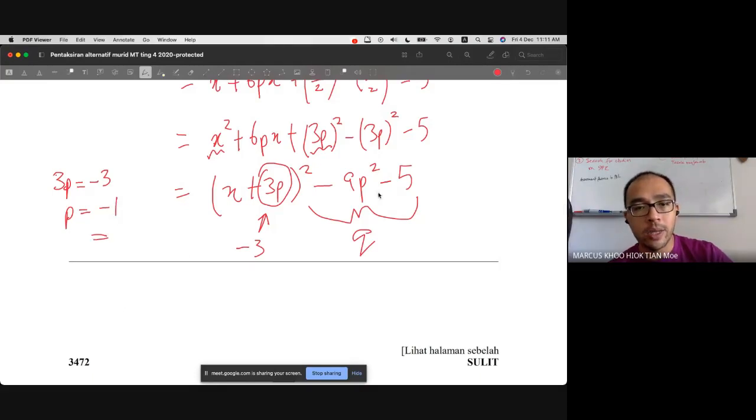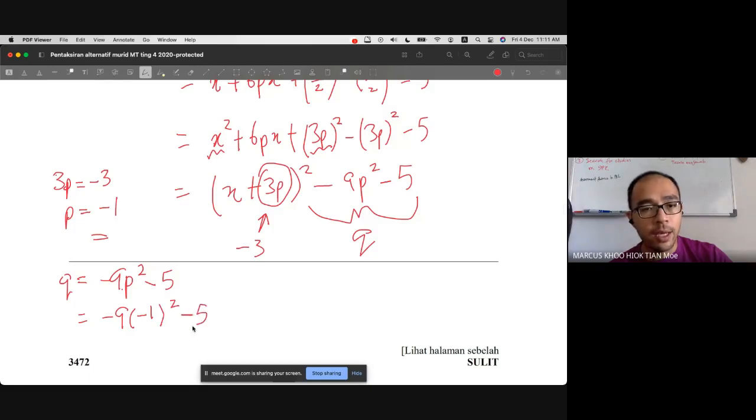And then this one, q equals to negative 9p squared minus 5. Lepas kita dapat p, negative 1, so it will be negative 9, negative 1 squared minus 5, and you will get the final answer as negative 14.